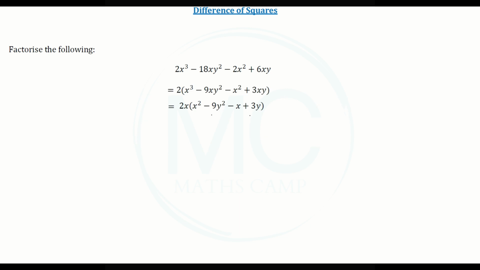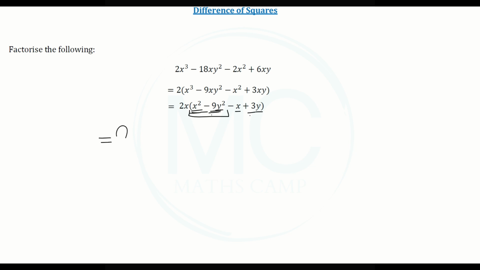Now within the bracket, we have got x and y, and x and y. But the 3 and the 9 show us that even if we rearrange these terms, we won't find a common bracket. So we cannot factorize using the grouping of pairs. But we have got an x squared and a 9y squared separated by a minus sign. So we can factorize these two terms using the difference of squares.